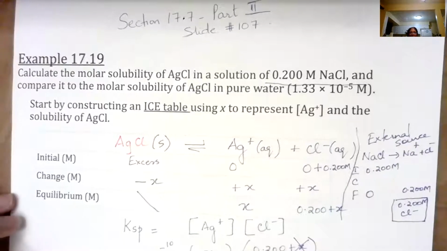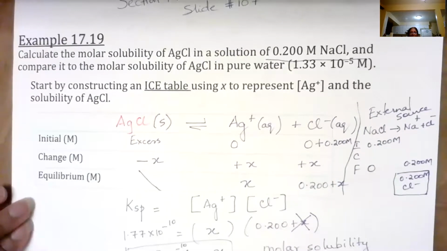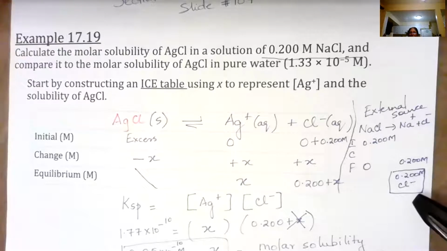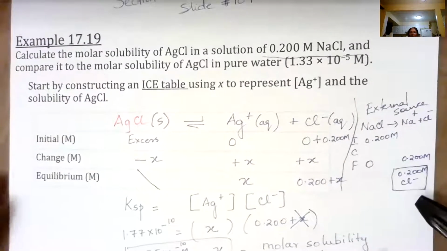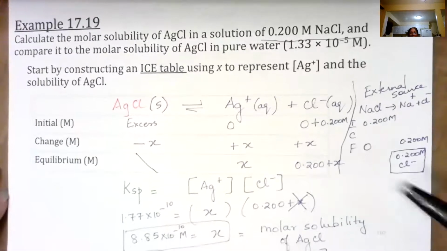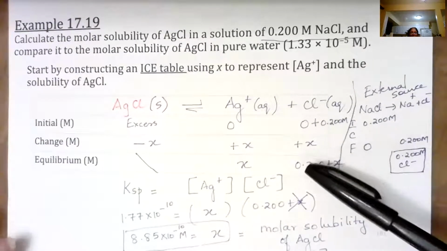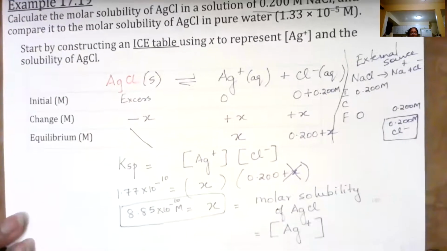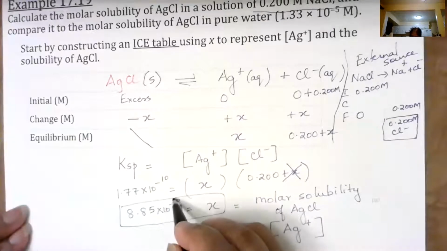So we set up an ice table for the AgCl solid, and this is the external source of the chloride ion. They're adding 0.200 molar sodium chloride. And so in the solution, you will have an extra amount of chloride, which is 0.2 molar. We're going to add that to the ice table, and then we do the usual calculation and solve for X. So X is 8.85 times 10 to the negative 10 molar.